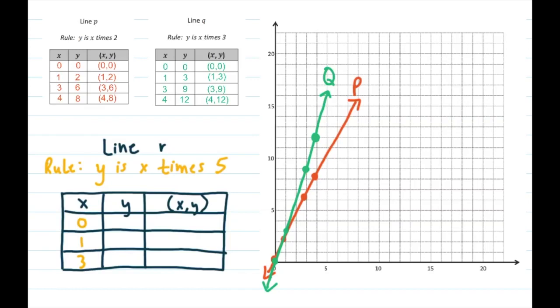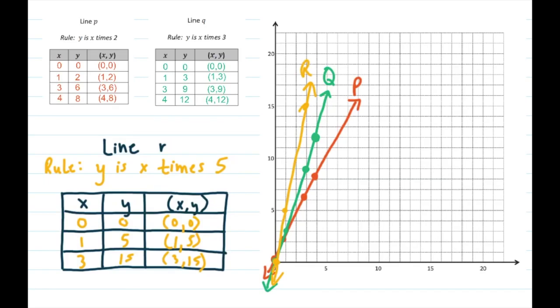So if I multiply by 5, I have 0 times 5, which is 0, and 1 times 5, which is 5, and 3 times 5, which is 15. So let's plot our points and test our predictions. So again, I'm going to start at the origin. Then I have 1 and 5, 3 and 15. And I'm going to connect and, of course, label.